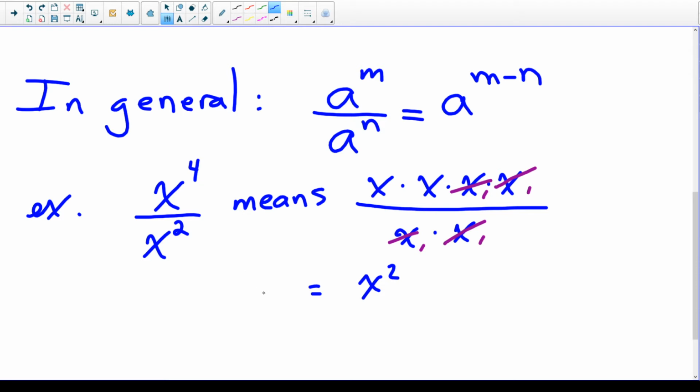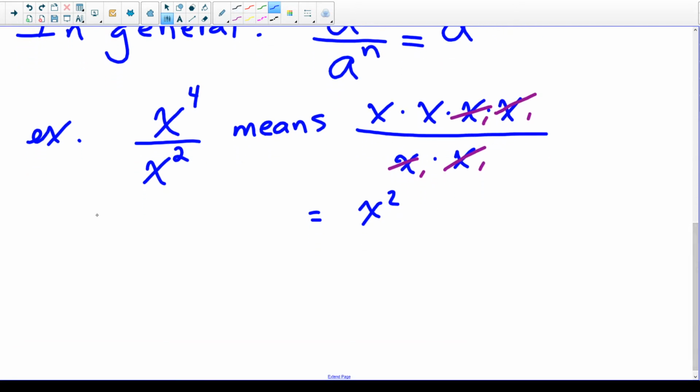So again, what I'm hoping is when you see x to the 4 divided by x to the 2, in your mind you're saying there are 2 x's at the bottom multiplying, there are 4 x's at the top multiplying. How many will cancel out? 2 of the x's at the bottom will cancel out with 2 of the x's at the top, leaving 2 x's at the top behind.